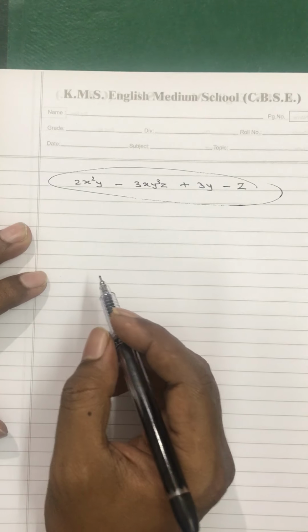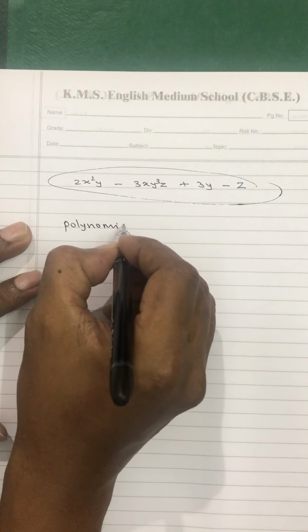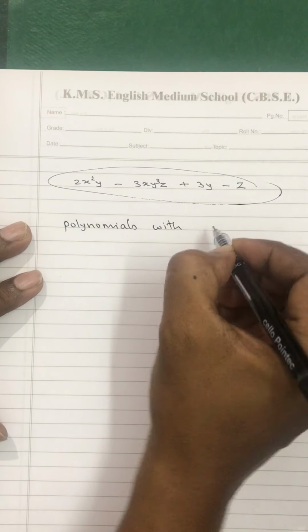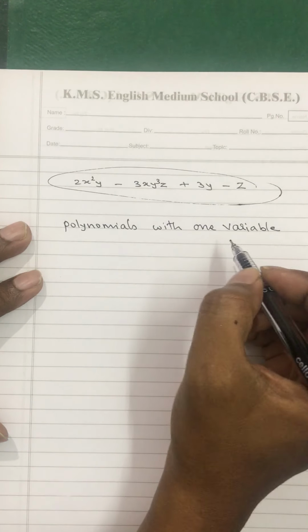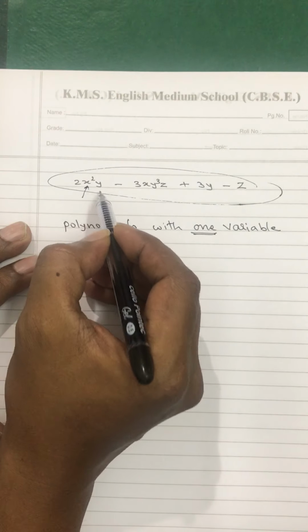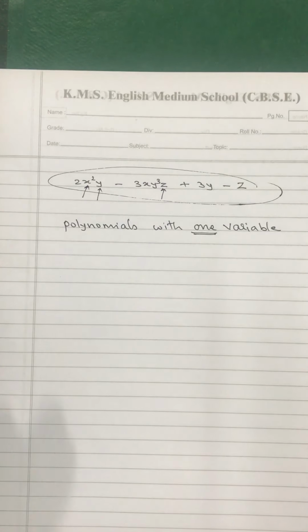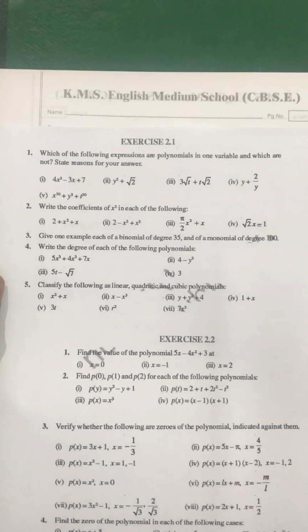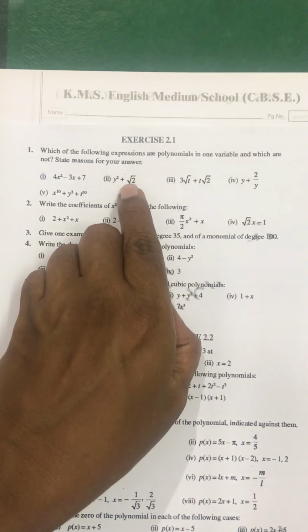But in this chapter we are actually going to deal with polynomials with one variable. That is all we are going to deal with in this chapter, only one variable. See, here there are how many variables? x is one variable, y is the second variable, z is the third variable. So this can be called a polynomial in three variables, but we are going to deal with polynomials in one variable. And the first question deals with the same thing: which of the following expressions are polynomials in one variable and which are not?